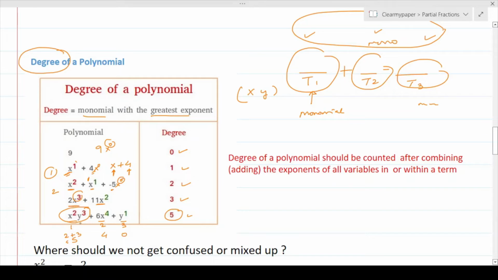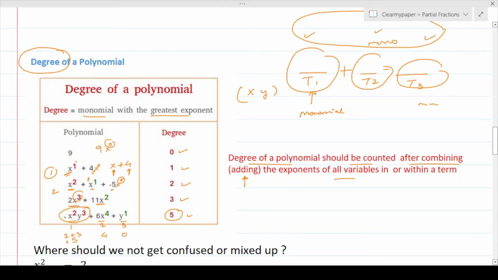So the trick is, if there are multiple variables within a single term, then you have to add the exponents, because we need the highest exponent of the term as a whole. Then we'll find it for each term, and whatever is the highest of all of them will be the degree of the polynomial. And that's what I've written here in red. Degree of a polynomial should be counted after combining, meaning after adding the exponents of all the variables within a term. What does that mean?